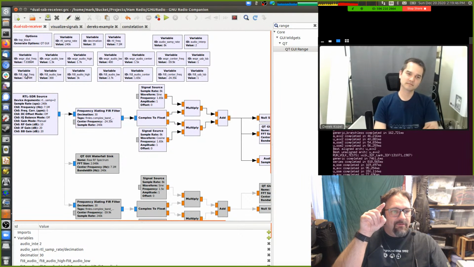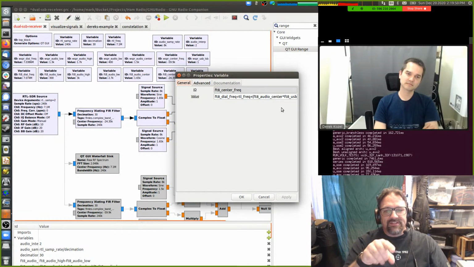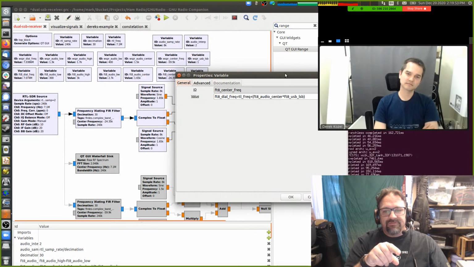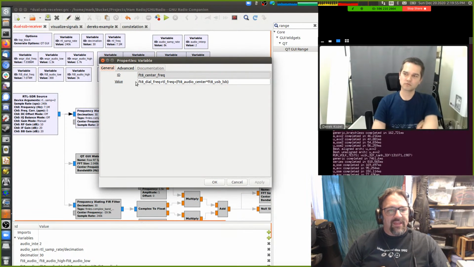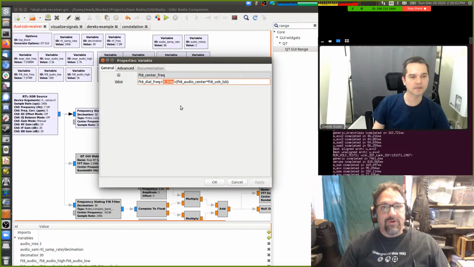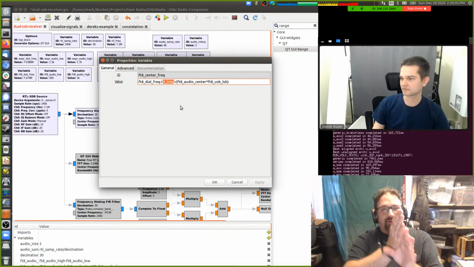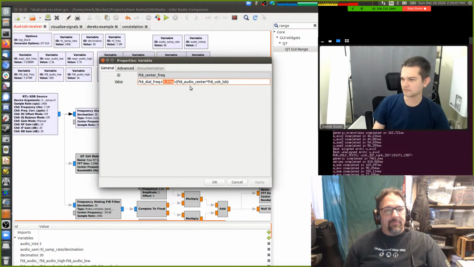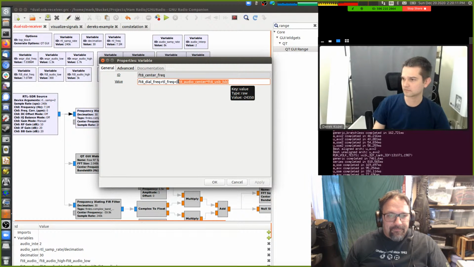Then the FT8 center frequency. Where is this one coming from? This is a little bit of big math. So the FT8 dial frequency, which is 7.074 megahertz, minus the RTL frequency, which is 7.1, right? So that's how we get into our first IF. And then we are adding the FT8 center frequency. And then whether it's USB or upper sideband or lower sideband.